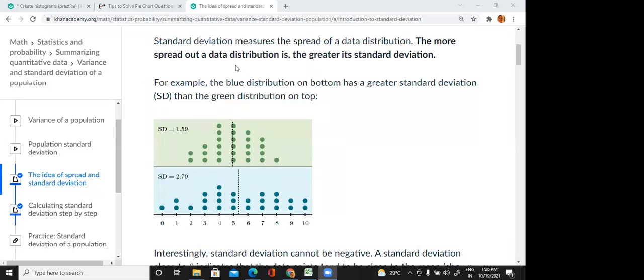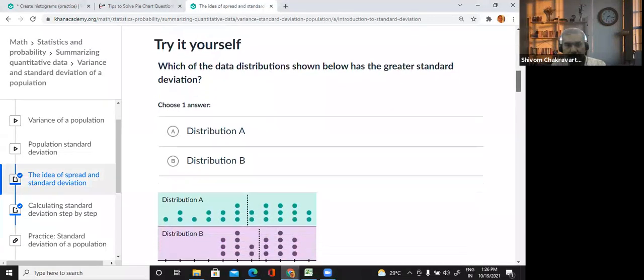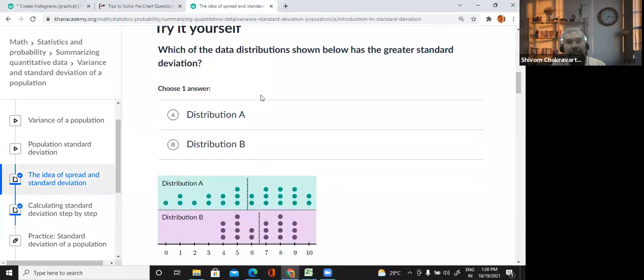You can see here, data is more spread out. Pictorially also you can see. And when we actually calculate the standard deviation, we see that the standard deviation of the second figure is higher. So that means data is more spread out in the second data set. Again, for practice, just have a look. Now everybody should be able to answer. Yes. Look at these two.